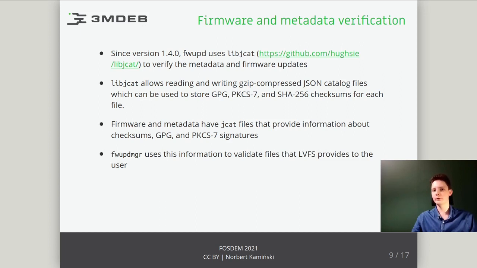So during the verification process, libjcat is looking for the firmware. Then it checks if the GPG and PKCS7 signatures match, and it also checks checksums. The fwupd manager uses this information to validate that files provided from the LVFS are good to go and ready to upgrade.